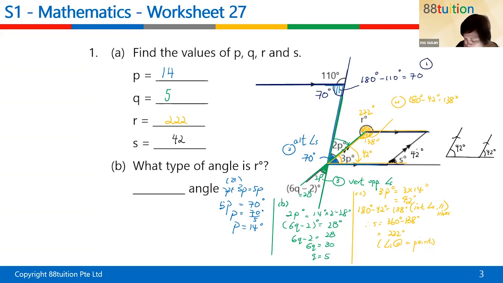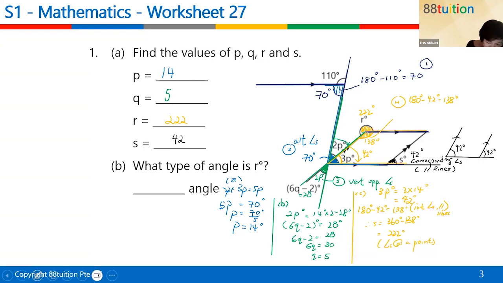Okay, what is the reason? The reason is corresponding angles. How do I know they are corresponding angles? Because of the parallel lines. Okay, so far so good.